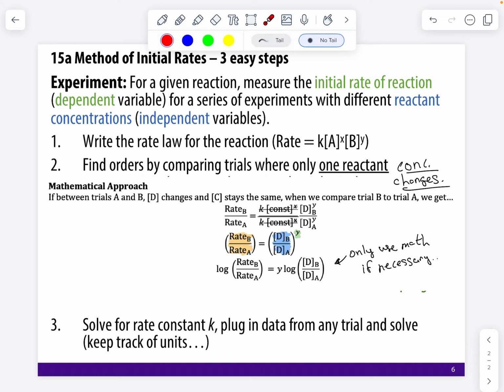We can use logarithms to solve for this, but we'll see that most of the time we can just do this by doing this comparison and seeing what kind of relationship I have between my reactant concentration and my rate. Is the rate independent of concentration? Is it linear? Is it squared? Okay.